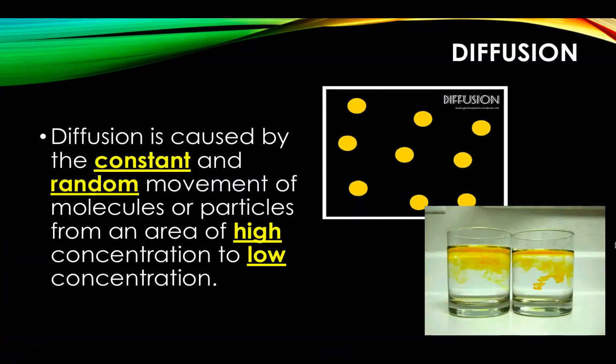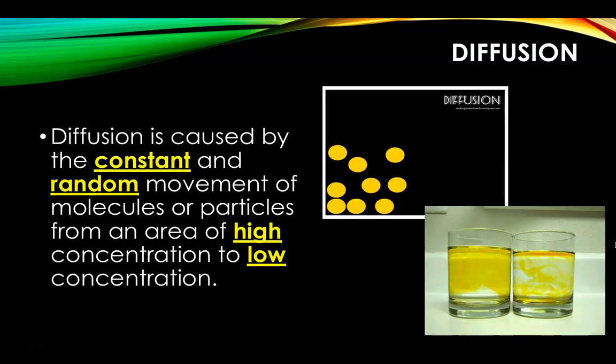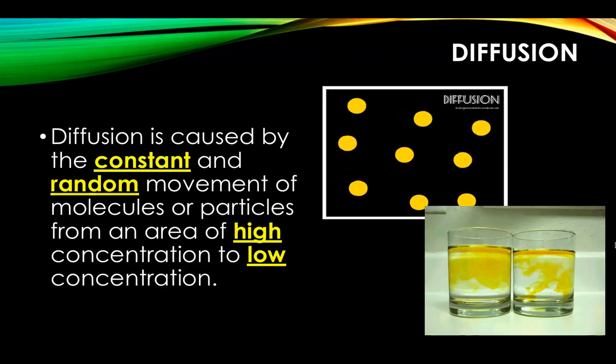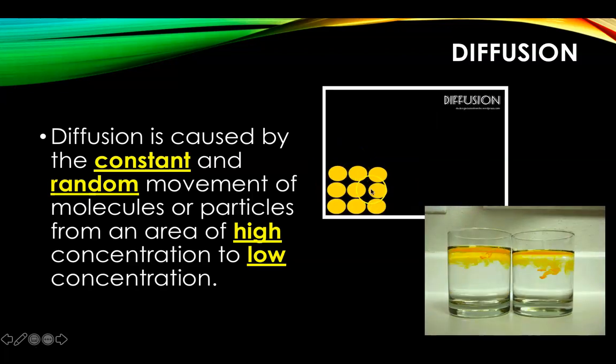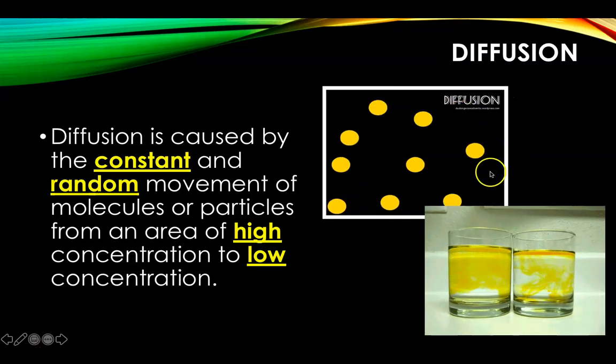So diffusion is the movement of particles from an area of high concentration to low concentration. And it's pretty random, but it's a constant movement. So if you look at this picture here, you see that it's tightly packed, high concentration, and it disperses out to the area of low concentration.